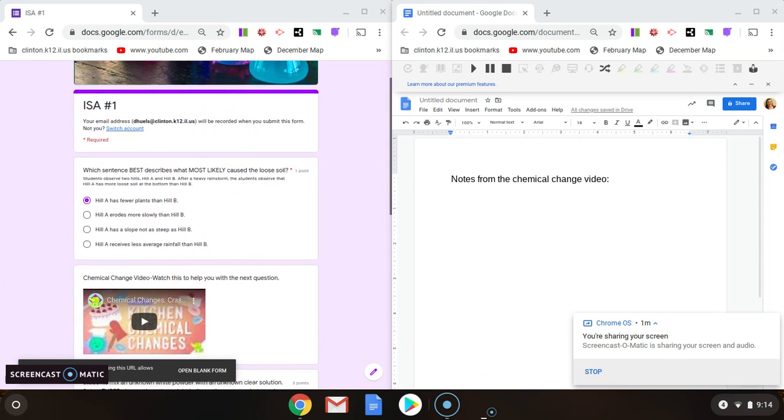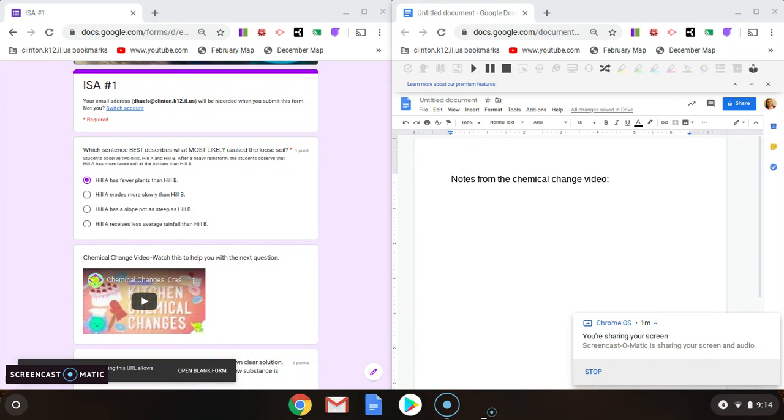I want to go through these ISA questions. The first one says, which sentence best describes what most likely caused the loose soil? The prompt says students observed 2 hills, A and B. After a heavy rainstorm, the students observed that hill A has more loose soil at the bottom than hill B. So A has this loose soil, and they're asking you, why do you think that? Is it the first one? It says hill A has fewer plants than B.